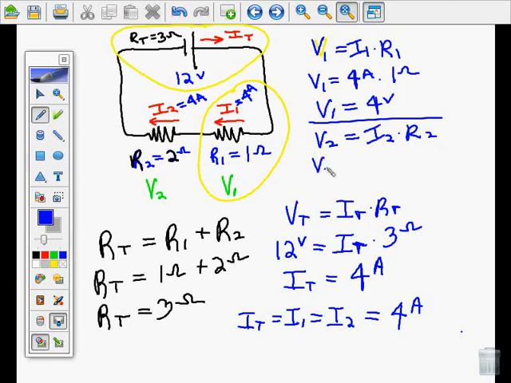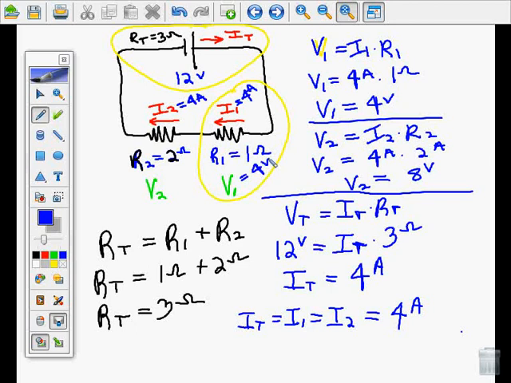So V2 equals I2, which is what? 4 amps, times R2, which is 2 ohms. So what does V2 come out to be? 8 volts. So this over here is 4 volts. This over here is 8 volts.